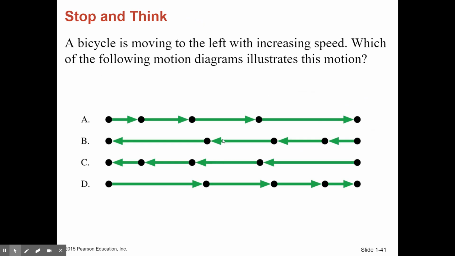Okay, the last thing here is we have a bicycle moving to the left with increasing speed. Which of the following motion diagrams illustrates this motion? All right, so we have 4 diagrams. Those arrows are just showing you the direction. They could be your velocity vectors, and they're showing you that you're moving to the left. So a bicycle is moving to the left with increasing speed, so you're going faster. If you're going faster, the arrows should be getting bigger. So which one is it? The answer would be B. Very good. Because we're moving to the left, the arrows are going that way, and we're going faster, so those arrows should increase.